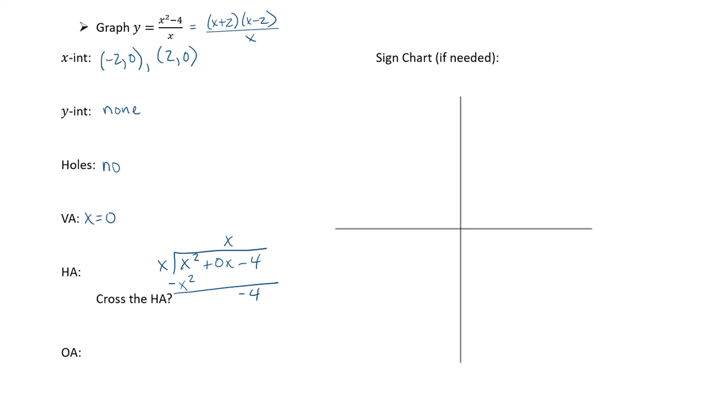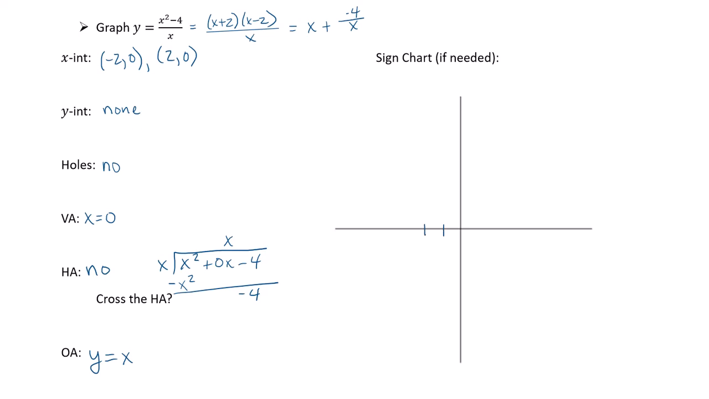-4 can't be divided by x, so our alternate form is y equals x plus -4 over x. And when I'm looking at that, I see as x approaches very large numbers, this will go to 0 and we're left with x, which is not a constant, so it's not a horizontal asymptote, but we do have an oblique asymptote of y equals x.